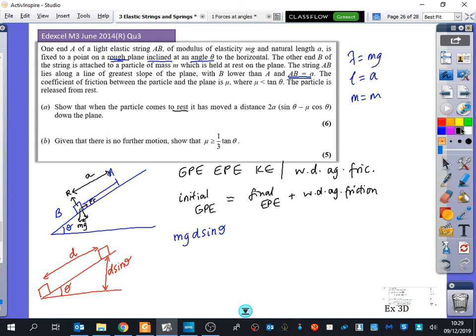Now when it has moved down the slope, for the final elastic potential energy, we have to ask what its extension is when it's gone down d metres. It would be d minus a. That would be the extension that it has. So the final elastic potential energy is lambda (d minus a) squared over 2a.